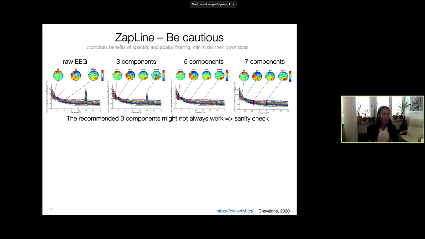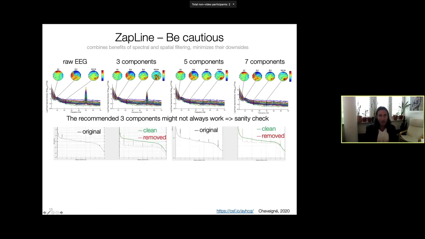However, we're using an eye tracker while we record the EEG data, and this might induce a little bit of power noise. However, I would always recommend doing a sanity check, which is also easily available and provides sanity check figures. On the left, you have the original data, and on the right, the cleaned data, but also the removed signal. And you nicely see that the power line is removed here with 7 components.